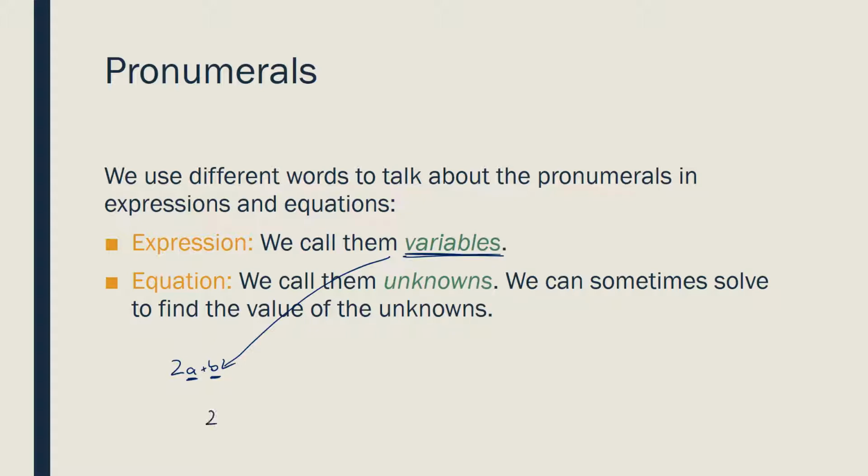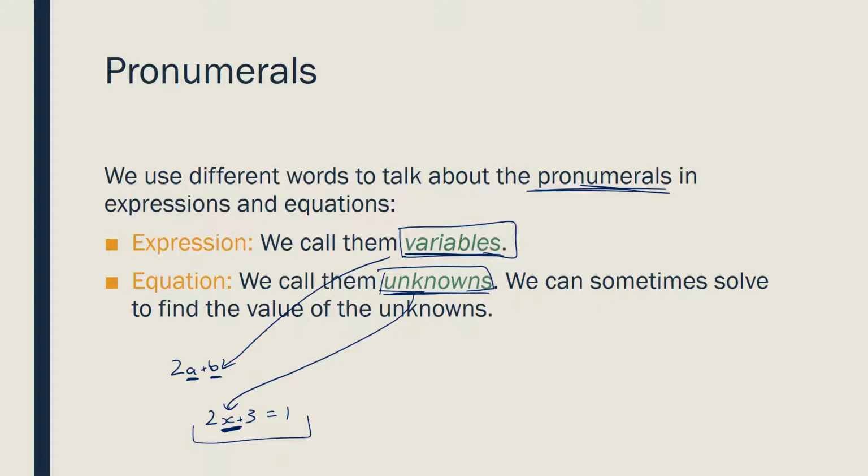When we then have an equation, 2x plus 3 equals 1, our pronumerals we now refer to as unknowns, because we can now solve the equation and we can work out the value of this unknown. Here they're variables because they don't have a set value, but here, because we have an equality, x does have a value, so it's an unknown. The 2 important things to remember here are the terms variable and unknown, and they're both talking about pronumerals, and we just use them in different cases.